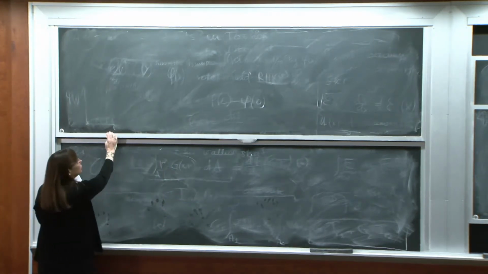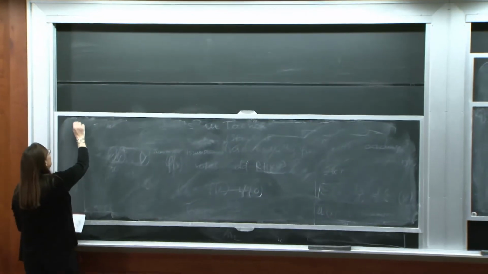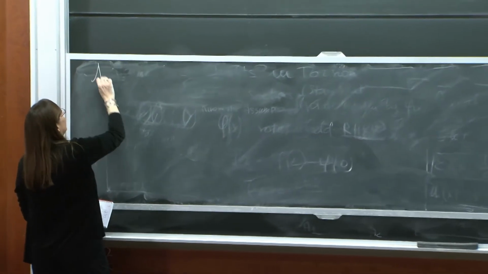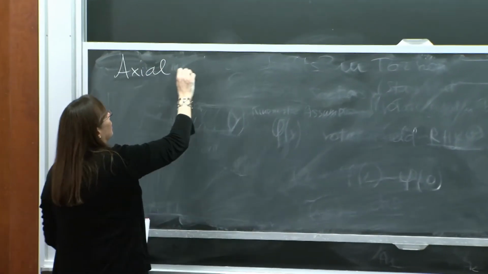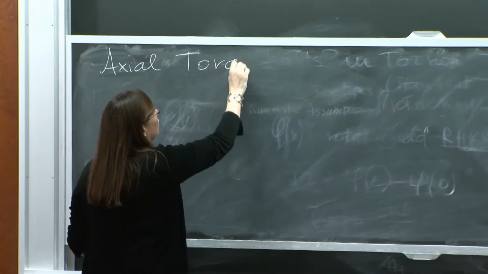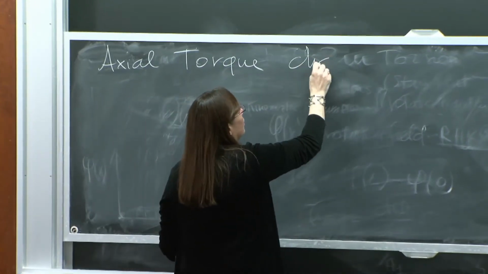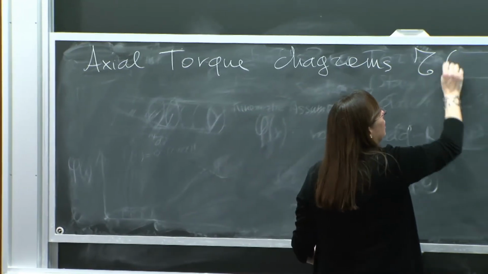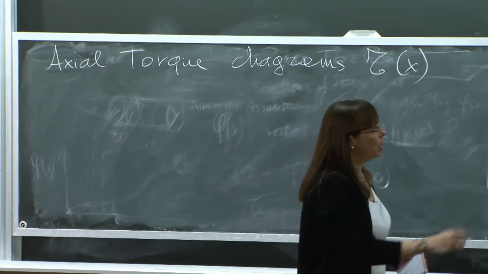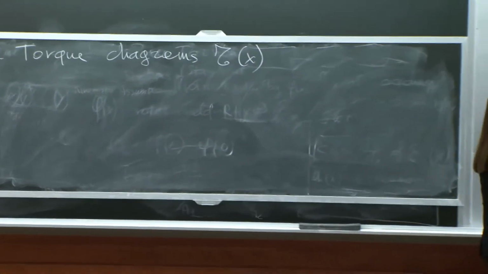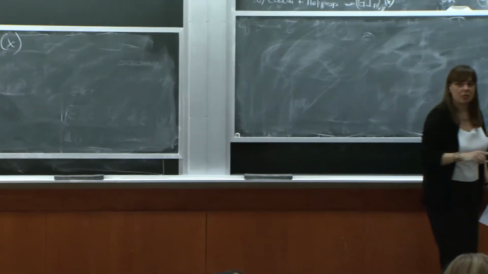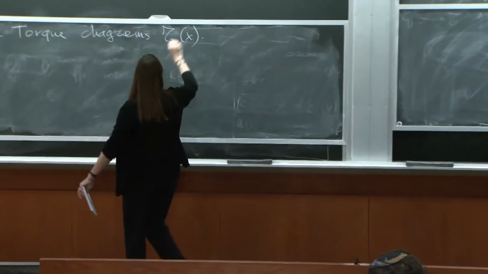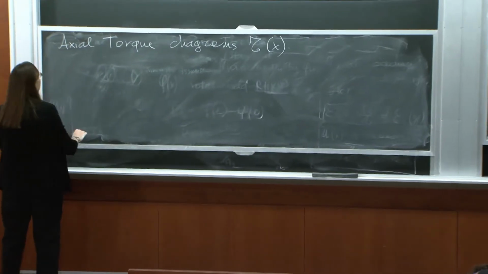Okay, so axial torque diagrams. T of x. We need T of x because that's what we need up there. You see that? Very important ingredient, how we get T of x. If you learned how to do N of x, you know how to do T of x.